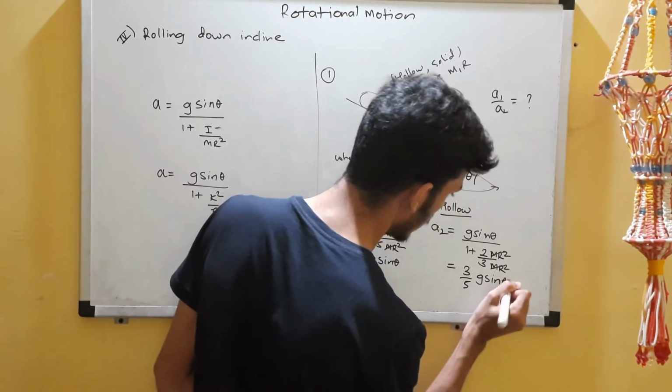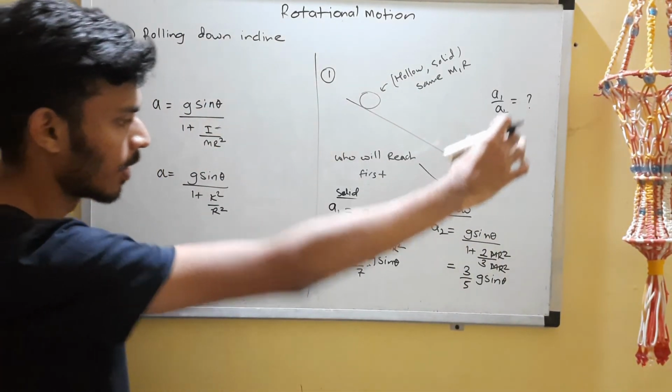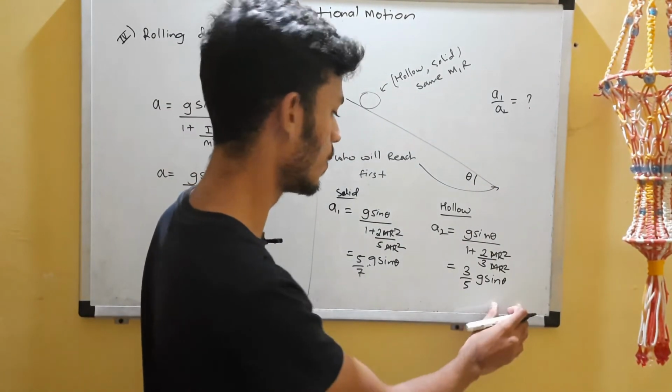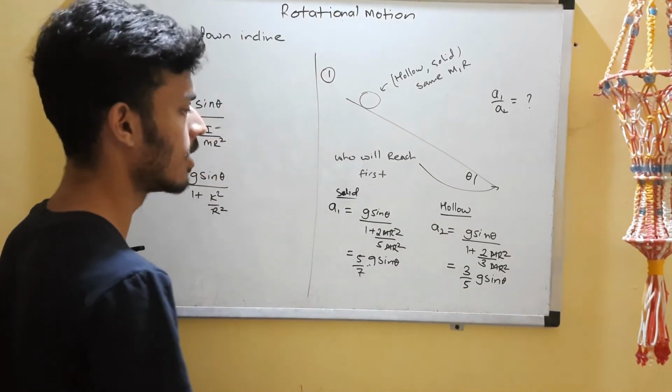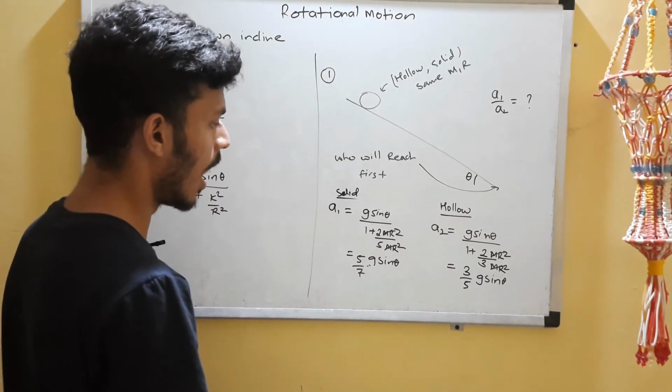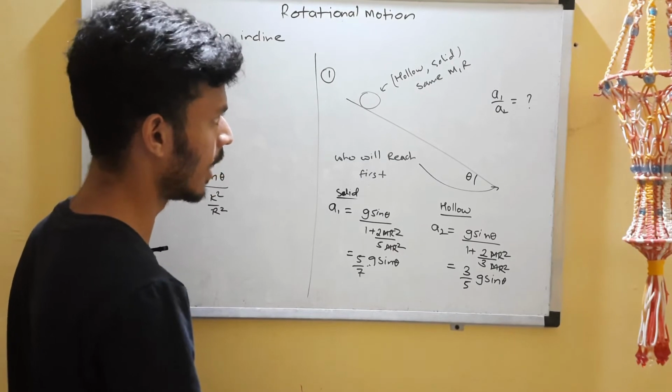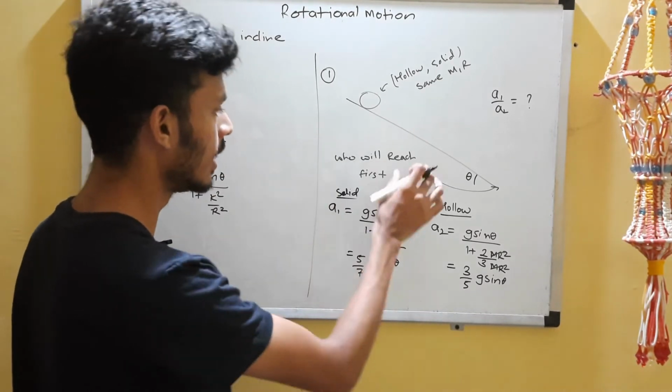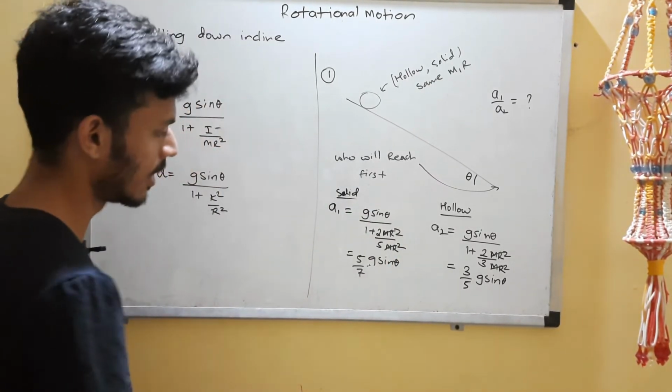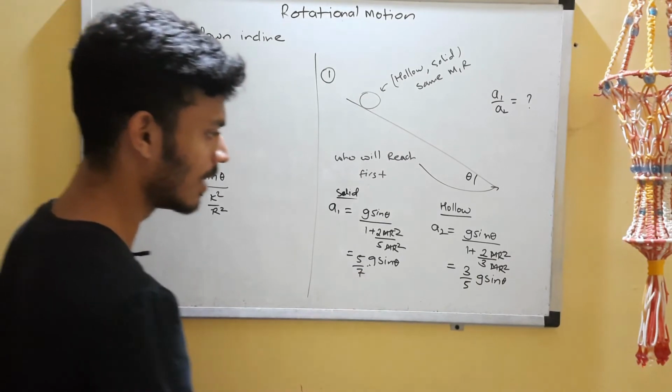Now you can easily tell the ratio. You can take the ratio A1 by A2, and you can easily see the answer over here. And you can also tell which one will reach first. The one with higher acceleration will reach first. So just calculate these values.